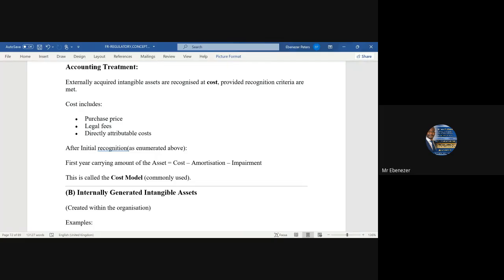And then after your initial recognition, your carrying amount will be cost minus amortization minus any impairment. So this is called the cost model. Don't bother yourself; when we get to recognition and measurement, we'll discuss it further. I just need to bring this up so that you know it is being done. But please take note: every externally generated intangible asset is to be capitalized, as long as you can identify it, you know that an entity controls it, and it is being used to generate future economic benefit. So that is the first category or type of intangible asset.